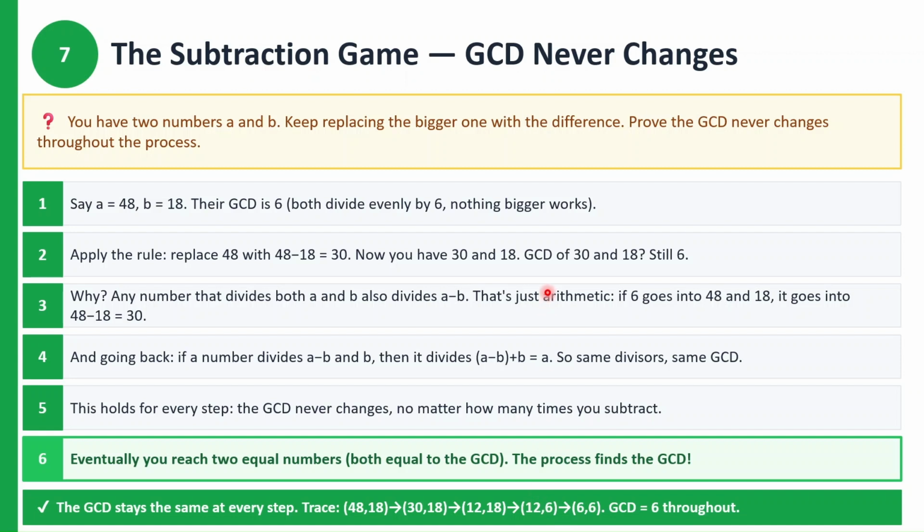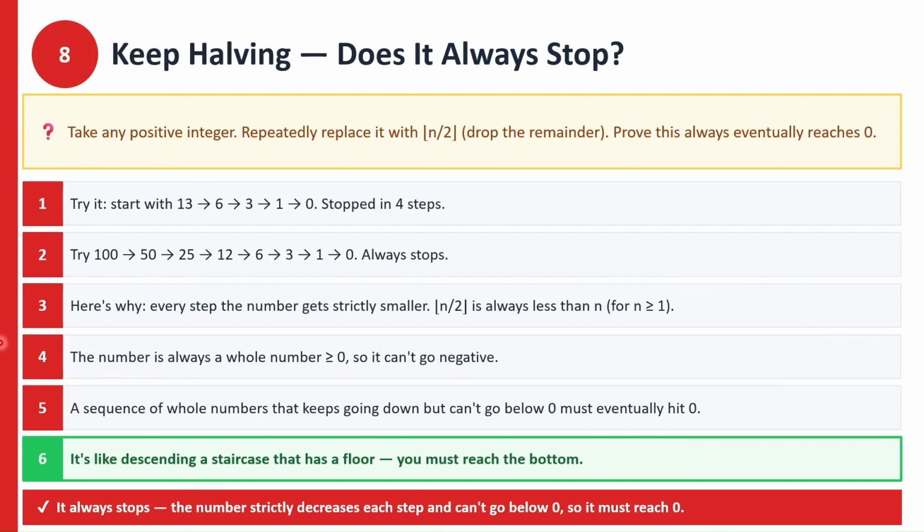Do one thing instead. You can find the HCF instead of the GCD, because the GCD is equal to the HCF of the two numbers. So the HCF of 48 and 18 we found is 6.